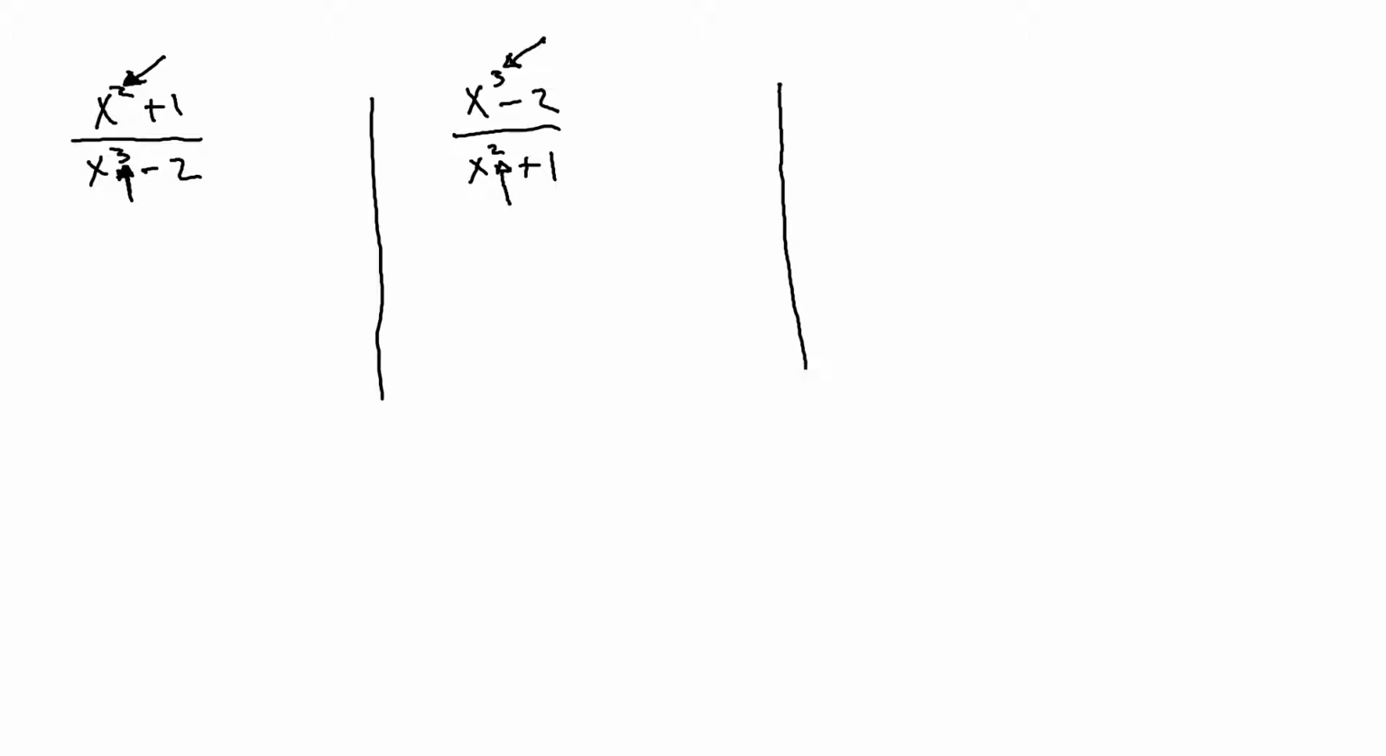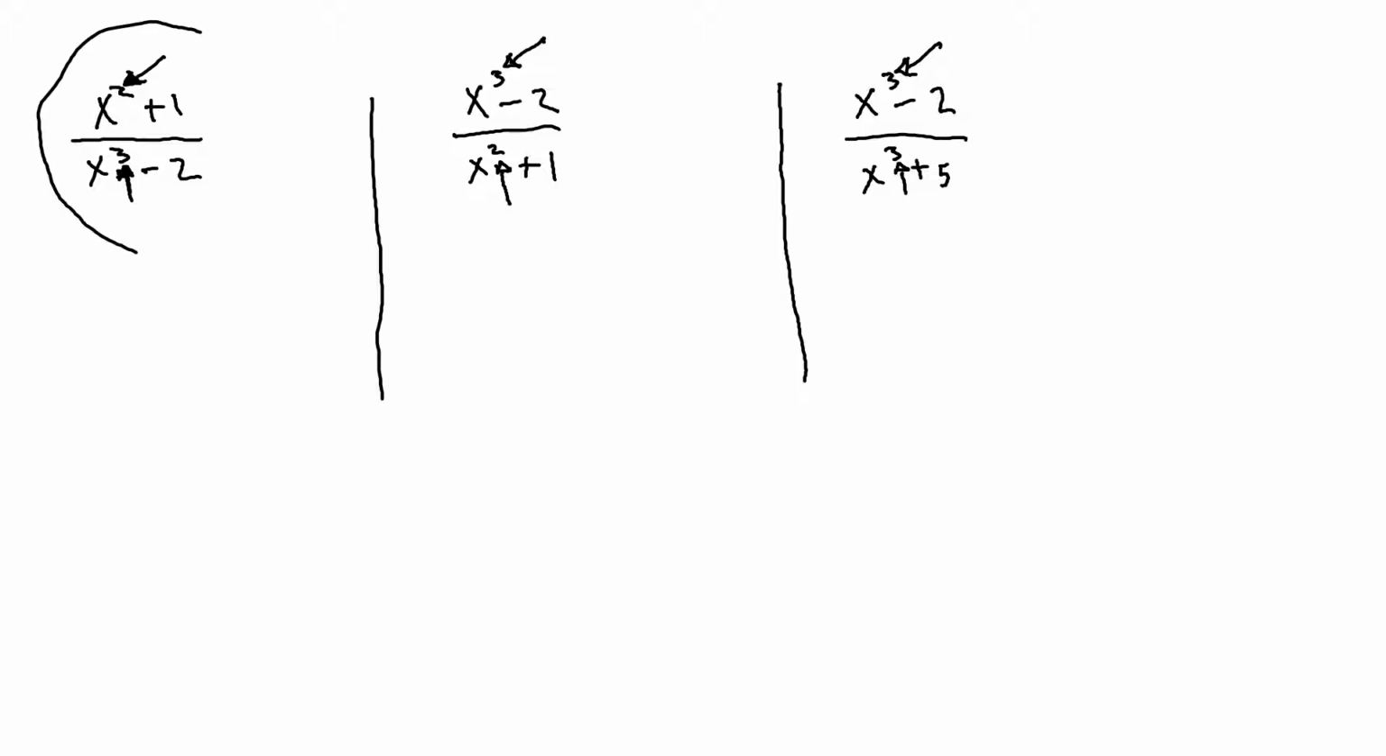Another option could be that they're exactly the same. We could have, for example, x cubed minus 2 over x cubed plus 5. In each of these cases, and in this case the exponents are exactly the same, there's something that we can notice.